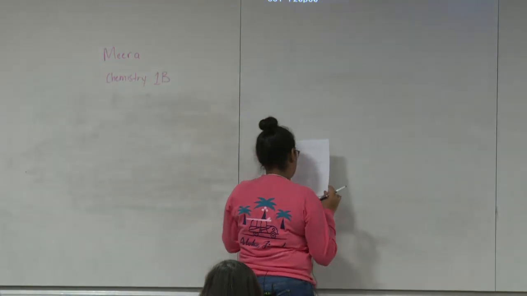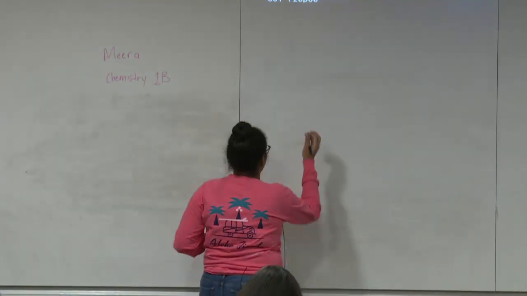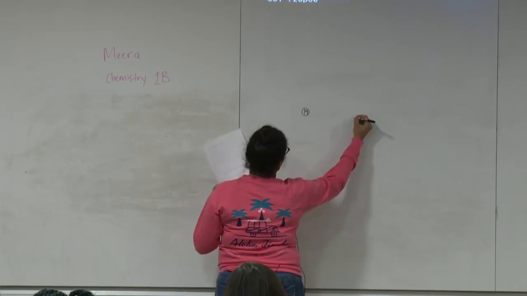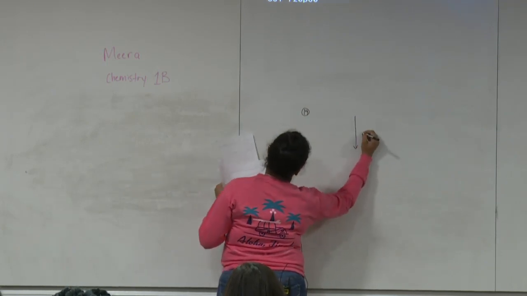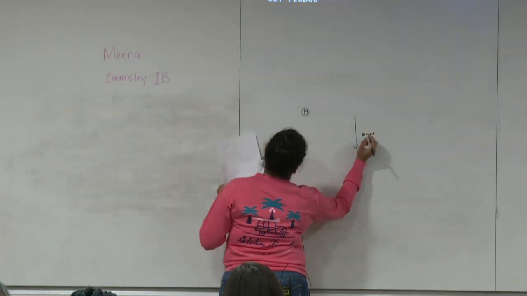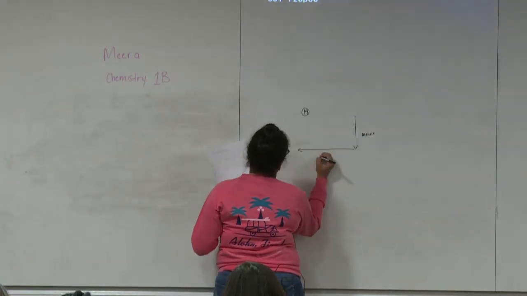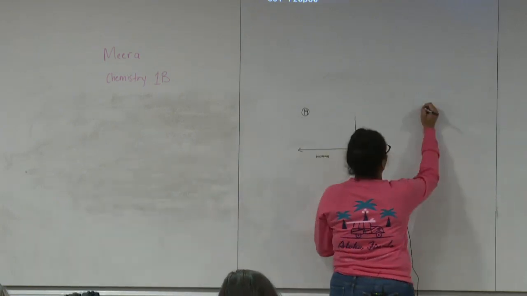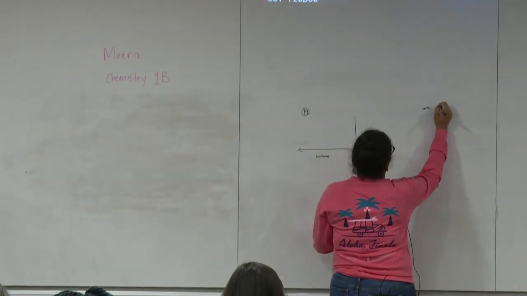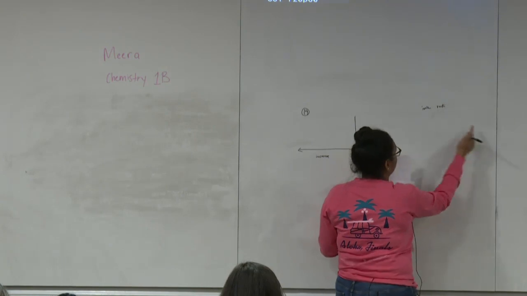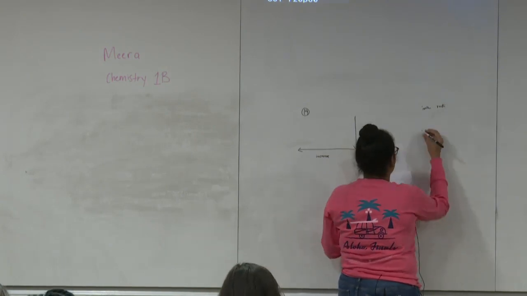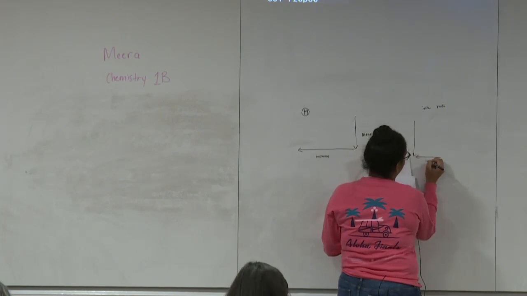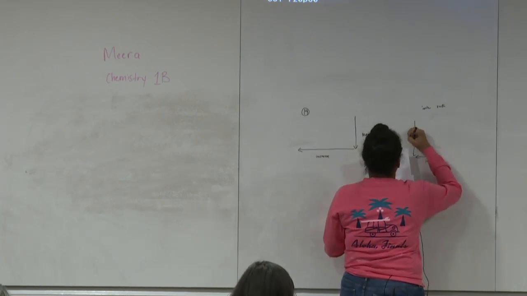Number 19. Describe the trends for atomic radii, ionic radii, and electronegativity. So atomic radius is going to increase going this way. And it's going to increase going this way. Ionic radius, it's going to have two different trends, like for cations and anions. So increase this way. And they're the same trends, but it stops in the middle.